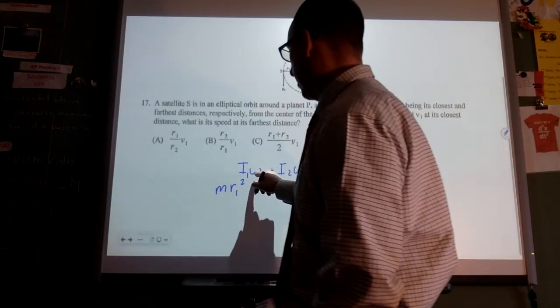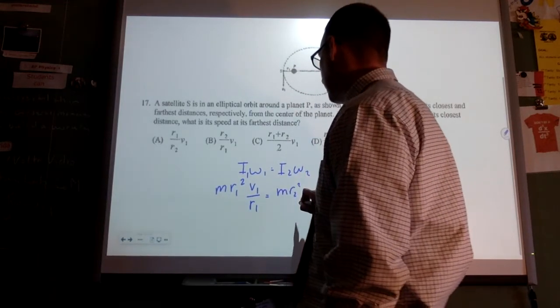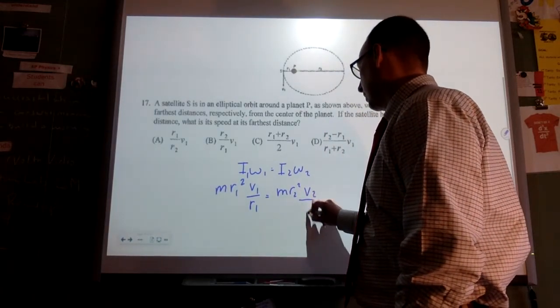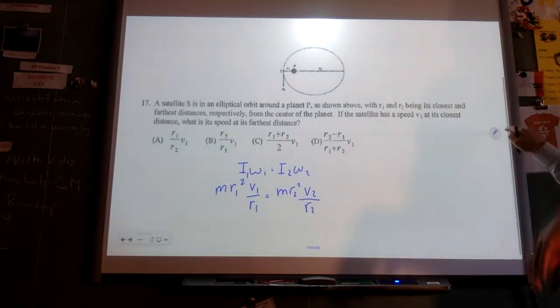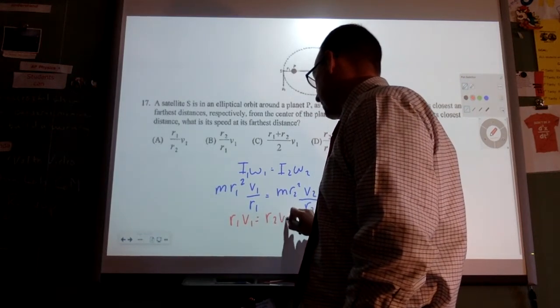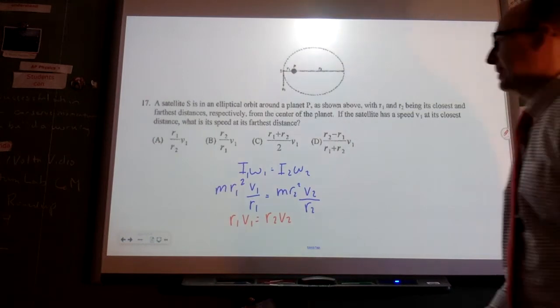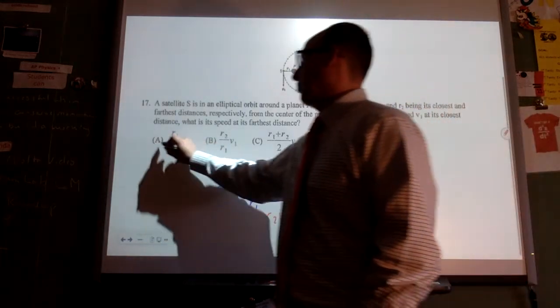Our moment of inertia is m r1 squared. I can rewrite my angular velocity as v1 over r1, and I can do the same thing on the other side, switching out our subscript 1s with subscript 2s. What happens is that the masses cancel because the satellite's not changing its mass as it orbits, and one of the r's cancels. So really, all we're left with is r1 v1 equals r2 v2. And so if I want to get v2, I would divide r1 v1 by r2, which is choice A.